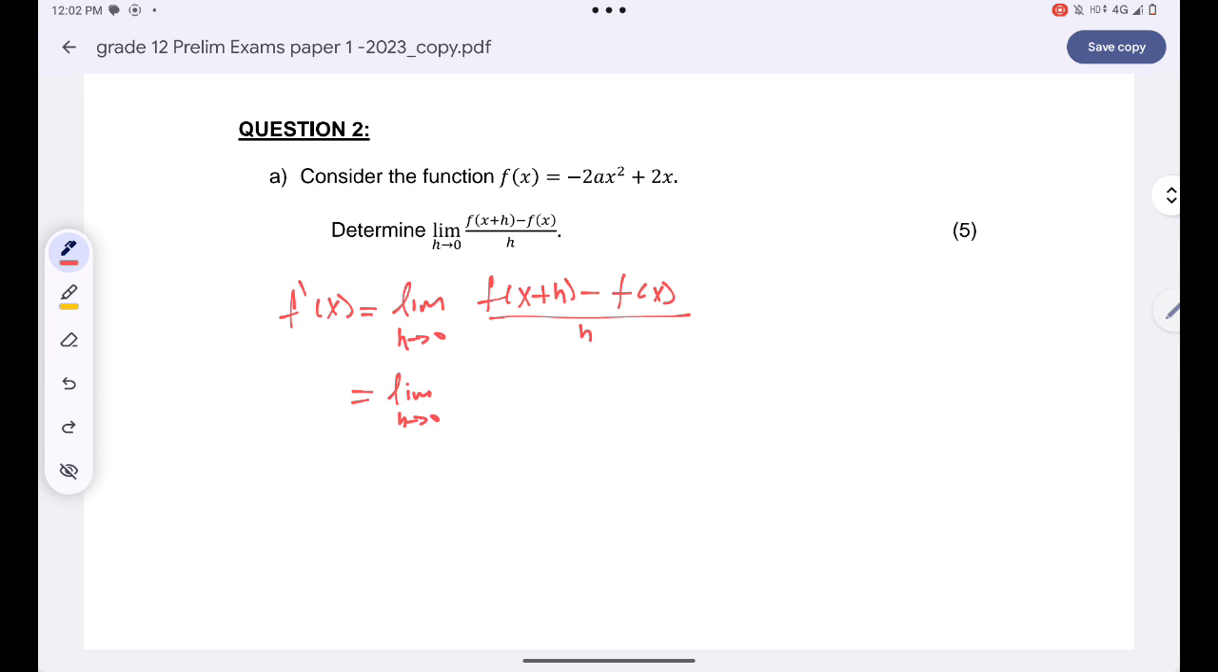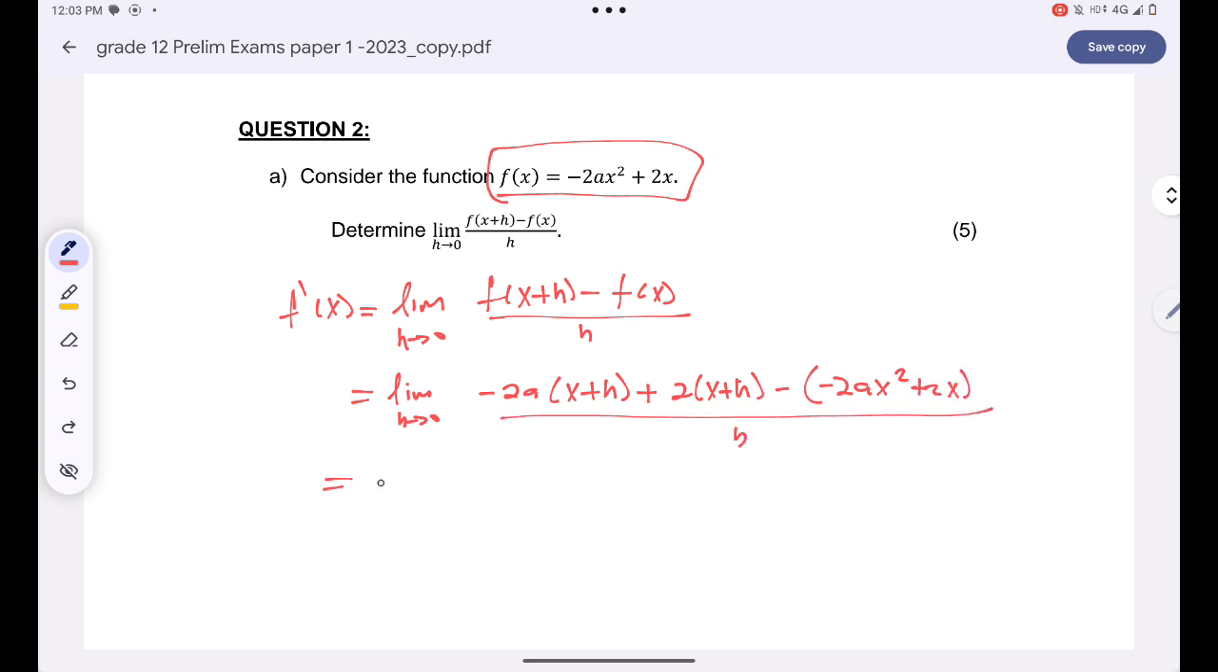For f of x plus h, this simply means that whenever I come across x in the equation of f of x, I just need to substitute x plus h. So I'll have negative 2a times (x plus h) squared plus 2 times (x plus h). Remember, I'm supposed to subtract f of x. That's negative 2ax squared plus 2x, all over h. Okay, I'll end up having the limit as h approaches 0. Remember that was squared there.